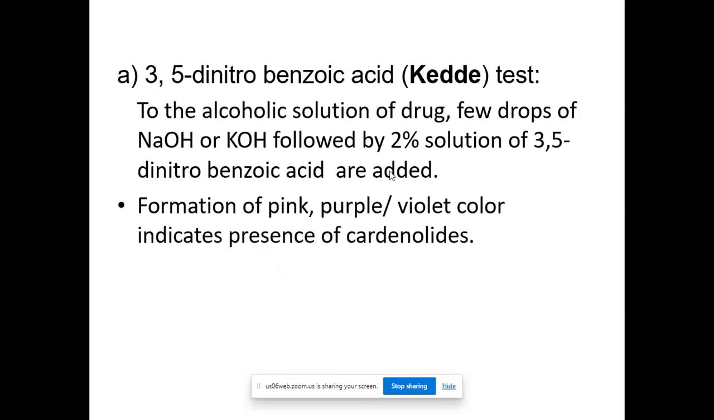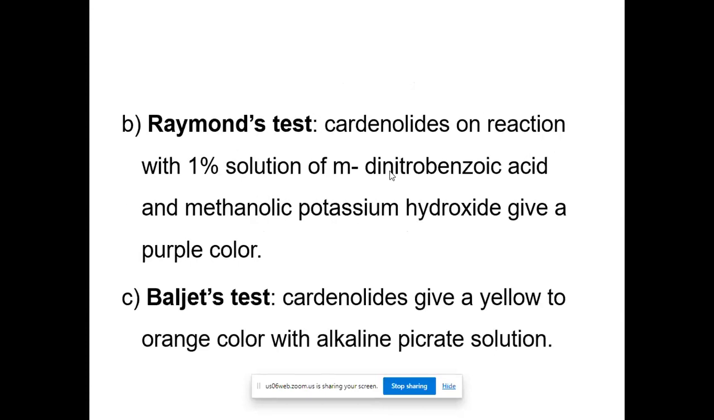Okay, so they'll react with active methylene to give a positive test. So for this one, is it Kedde or Kedde? I don't know how you pronounce that test. But it will give a pink, purple, violet color in presence of a cardenolide. Note, in presence of a 6-membered ring, it will give a negative result. So for Kedde's test, you get a pink color.